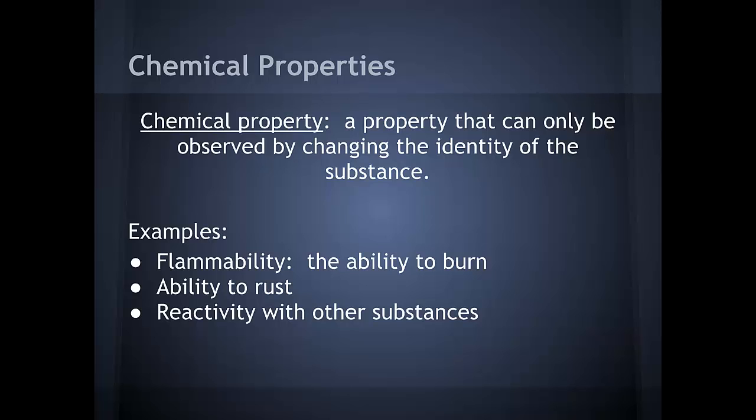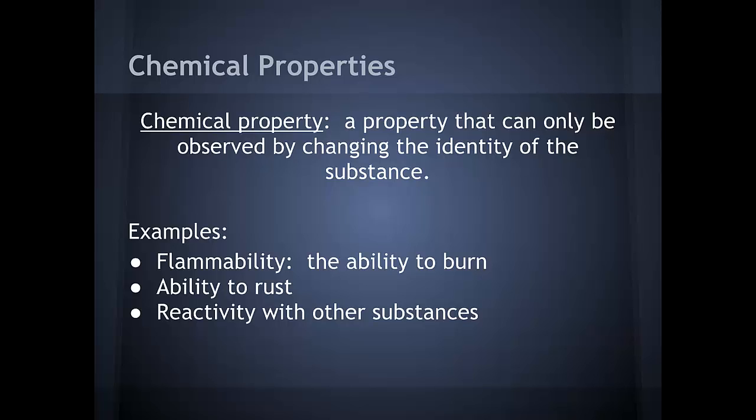Whereas if we burned it, which is known as its flammability, that would be a chemical change because we have changed the substance. Whether something can rust, that changes the substance, and so that's a chemical property. And then whether it reacts with other substances. All of these examples are only measurable if we actually change the substance to see if those things happen. So after this, we are going to look at physical and chemical changes that we can perform to substances.